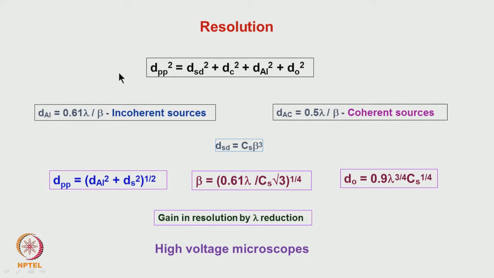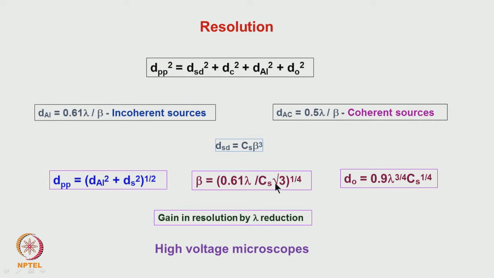If you use an aperture or a lens of a particular size, what is the spread which is going to be caused to the image, and the other is the spherical aberration for a point source, what is the spread which is going to be caused. What one should remember is that here it is 1 by beta dependence, and in this case it is beta to the power of 3 dependence.